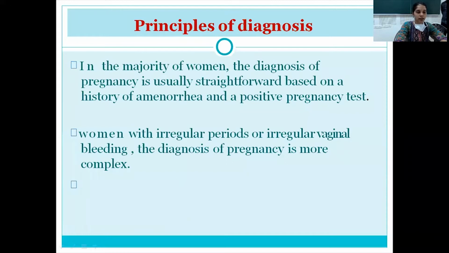In the majority of cases, the diagnosis of pregnancy is usually straightforward based on the pregnancy test and history of amenorrhea. In case of irregular cycles or irregular vaginal bleeding, the diagnosis of pregnancy is a little bit more complicated. For that, we definitely need ultrasound, and we need a thorough history, including the history of the previous 3 menstrual cycles. Based on that, we can diagnose a pregnancy and how many weeks of pregnancy. For the diagnosis of pregnancy alone, we can simply do the pregnancy test.